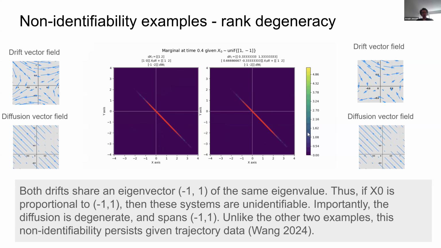And the final example is about rank degeneracy. In this case, the drift field and the diffusion field are doing different things outside of this 1 minus 1 line. But inside this line, they're exactly the same. Even though the drift and diffusion are different for both these processes, we have basically the same processes going on within this null space of the vector field.